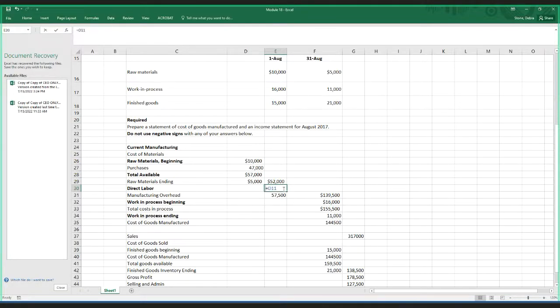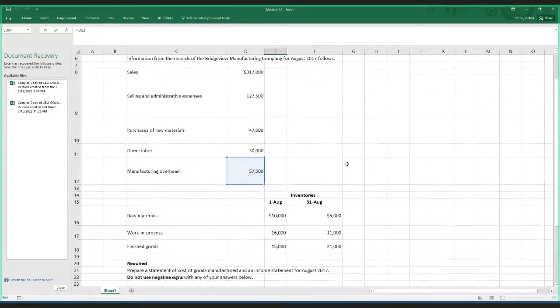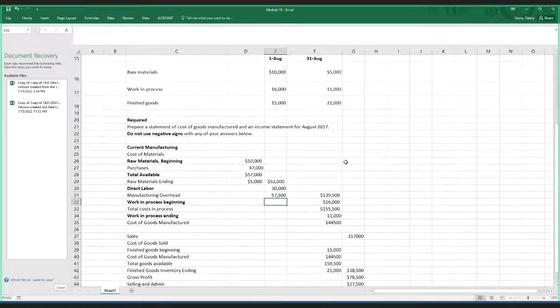You added 30,000 of direct labor, also from D11 up above. They give you that. You get the manufacturing overhead. That's up above as well. They give you that, and I'll show you just so you can see and make sure you know where it is, okay? And then we get the manufacturing overhead of 57.5, and now we get the total manufacturing costs, which are the raw materials, the direct labor, and the manufacturing overhead. So we get 139.5.